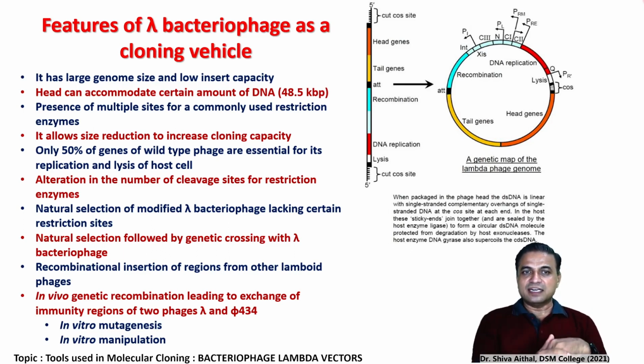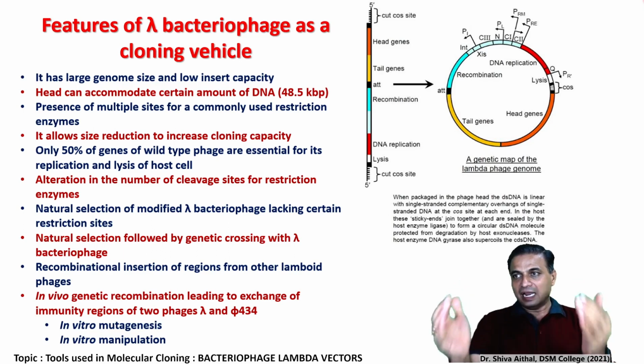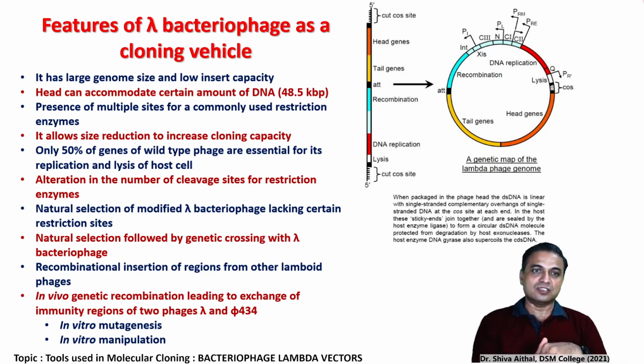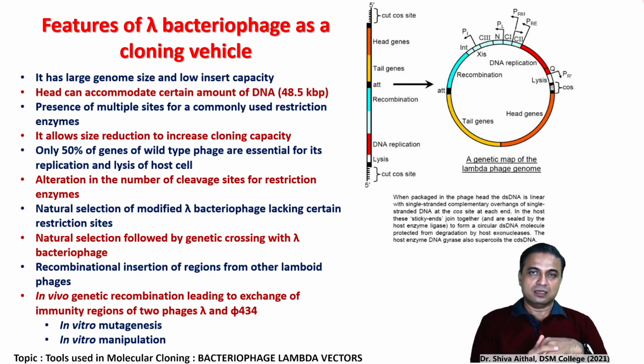It allows size reduction. As you go on cutting longer lengths of the phage genome, larger lengths of the gene of interest can be inserted. So it allows size reduction of the wild type genome to increase the cloning capacity. Only 50% of the genes of the wild type phage are essential for replication and lysis of the host cell. Try to understand, give it a thought.